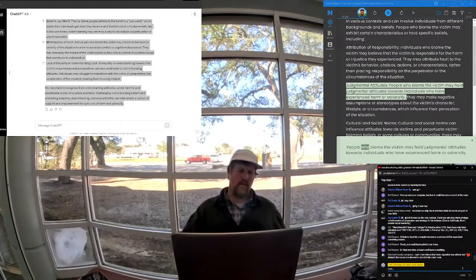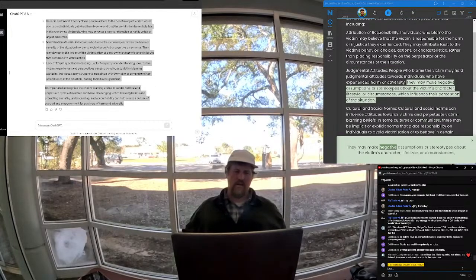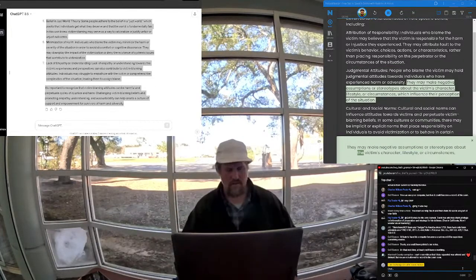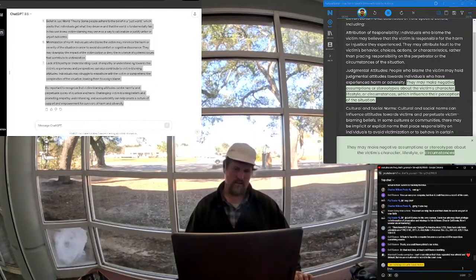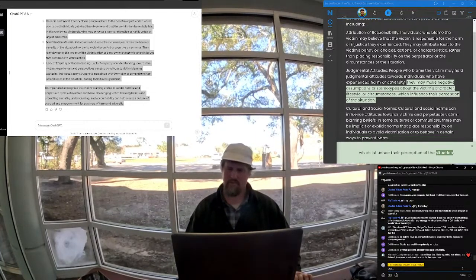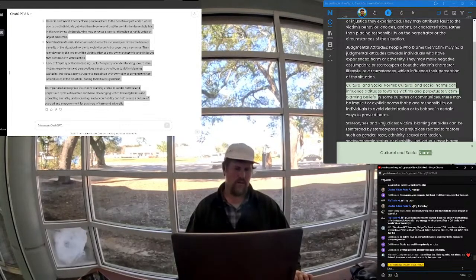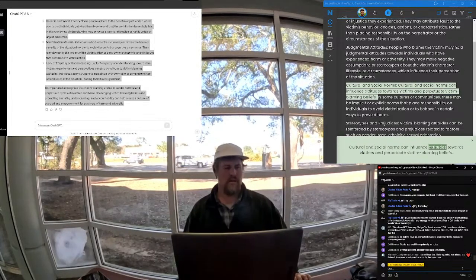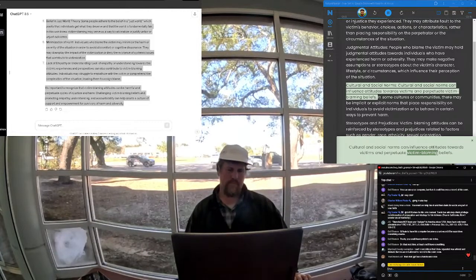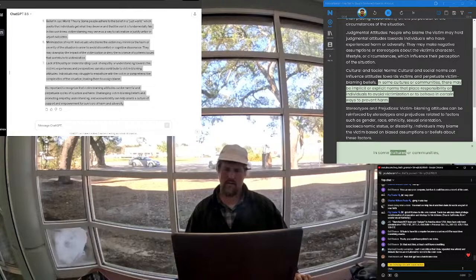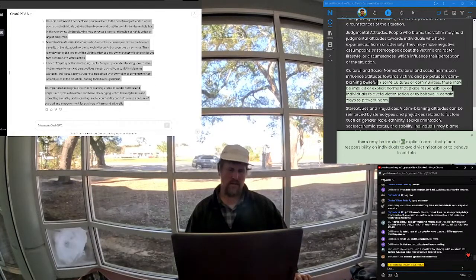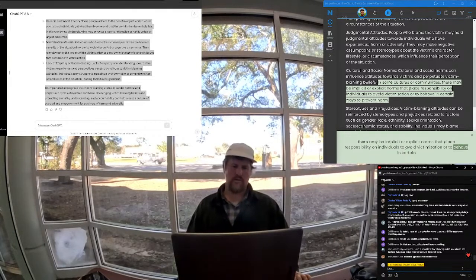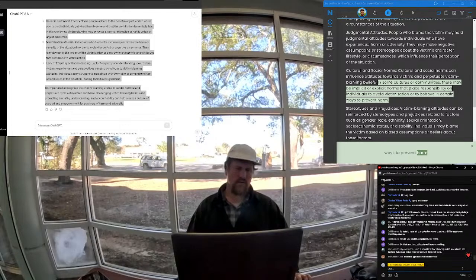Judgmental attitudes. People who blame the victim may hold judgmental attitudes towards individuals who have experienced harm or adversity. They may make negative assumptions or stereotypes about the victim's character, lifestyle, or circumstances, which influence their perception of the situation. Cultural and social norms. Cultural and social norms can influence attitudes towards victims and perpetuate victim-blaming beliefs. In some cultures or communities, there may be implicit or explicit norms that place responsibility on individuals to avoid victimization or to behave in certain ways to prevent harm.